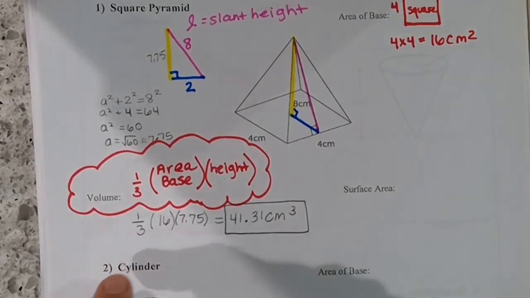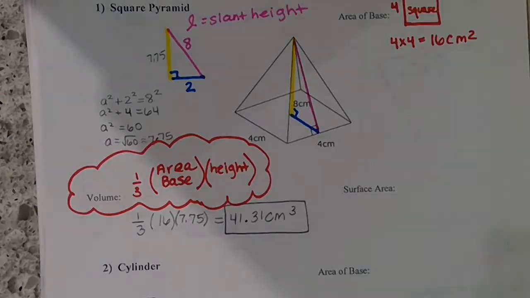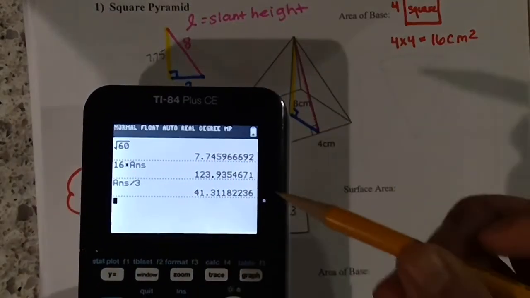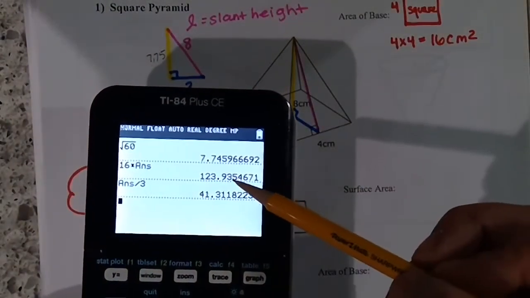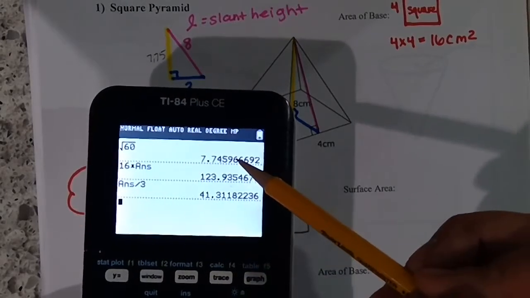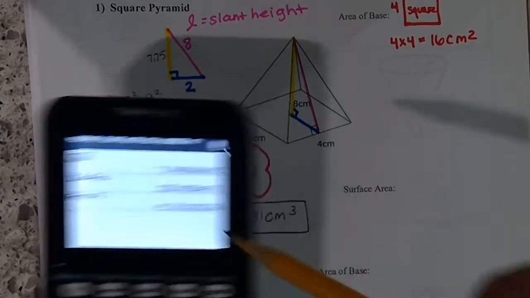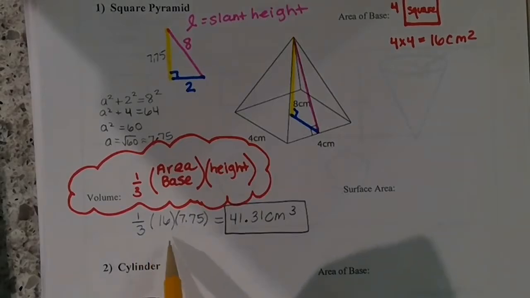So you can plug this straight into your calculator as 16, times. So what I do is I actually just take everything and then divide it by 3. So 16 times whatever that number was, and then all divided by 3. Or you could do 1/3 times 16, either way.